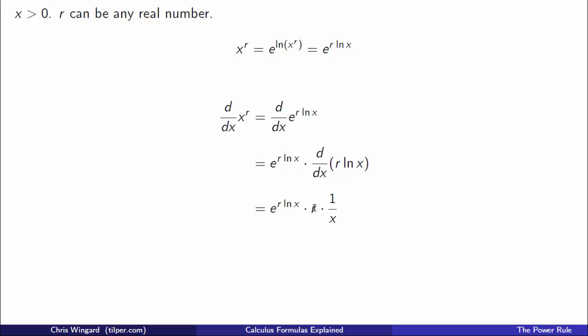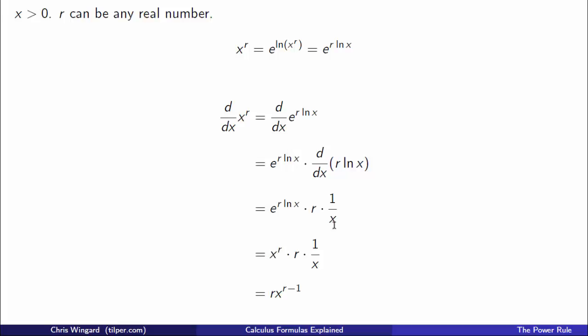Now, r is just a constant, so we can just pull it out of the derivative, we know that. And the derivative of natural log is 1 over x. So since e to the r natural log of x is x to the r, we know that from earlier, then what we have here is x to the r times 1 over x. Well, r is just a constant, so it just stays over here.